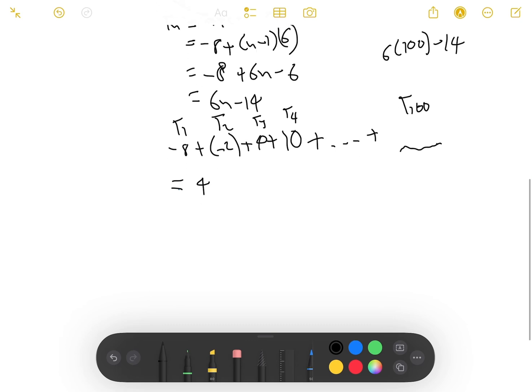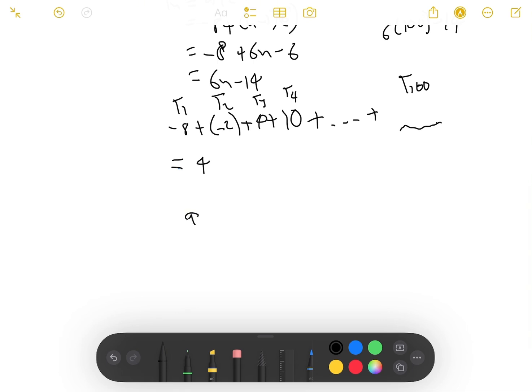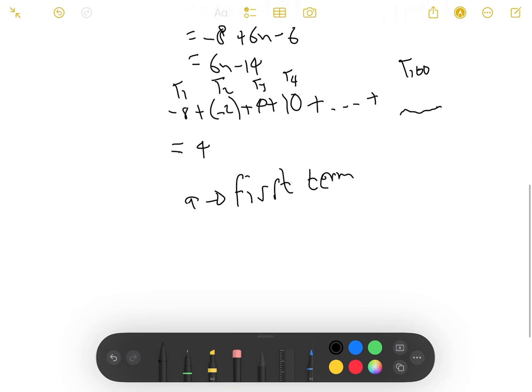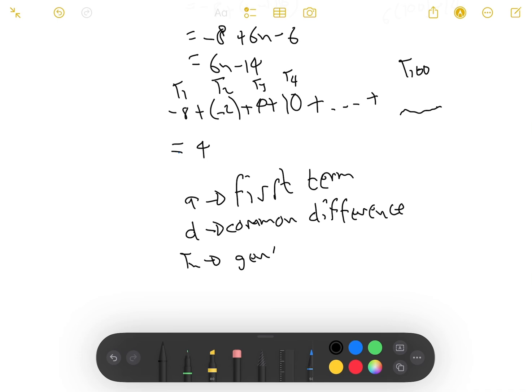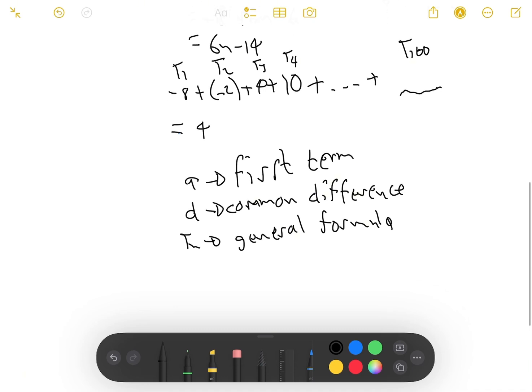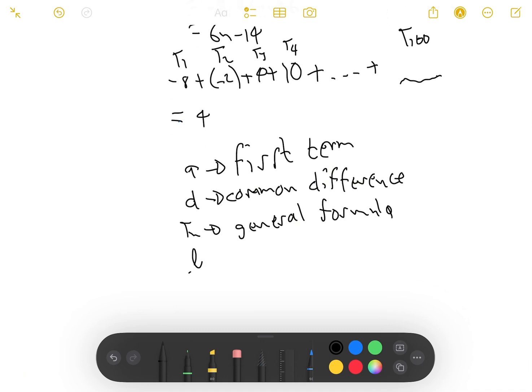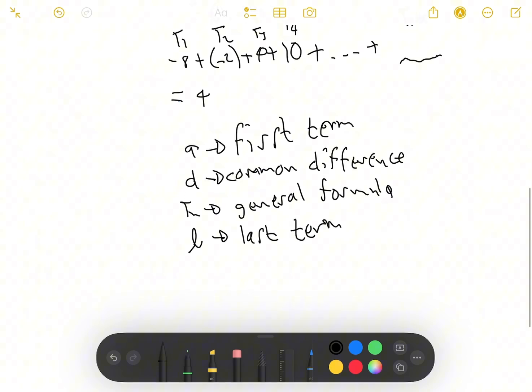So here we know that our first term is a, and then we know that d is the common difference, right? And then we know that tn is the general formula, and then I'm now introducing a new term to you guys, which is L. So L is what we're going to refer to as the last term of an arithmetic sequence.